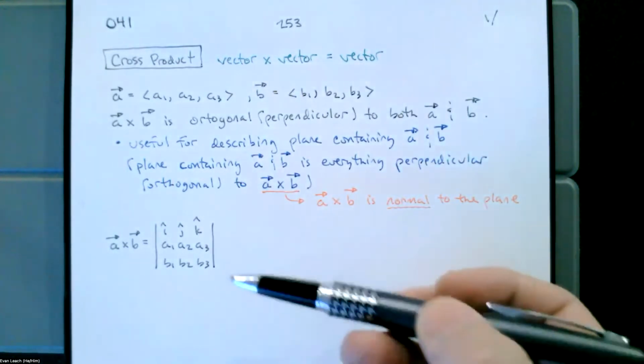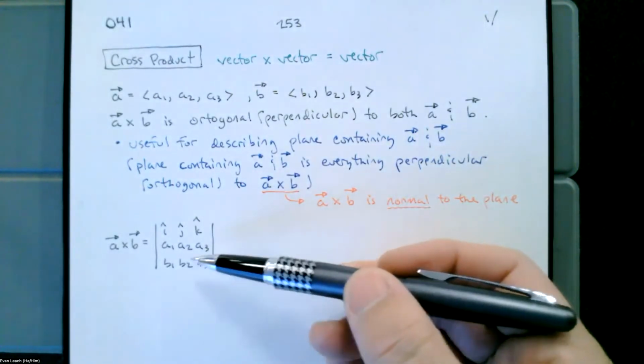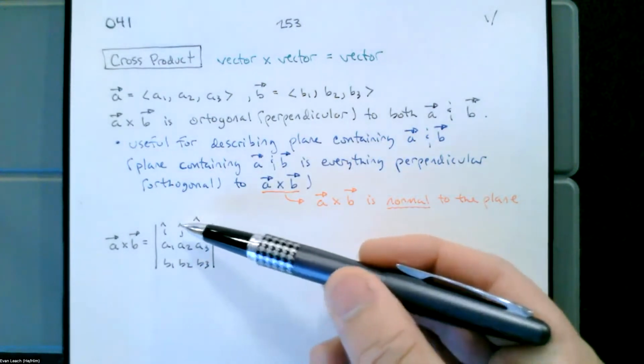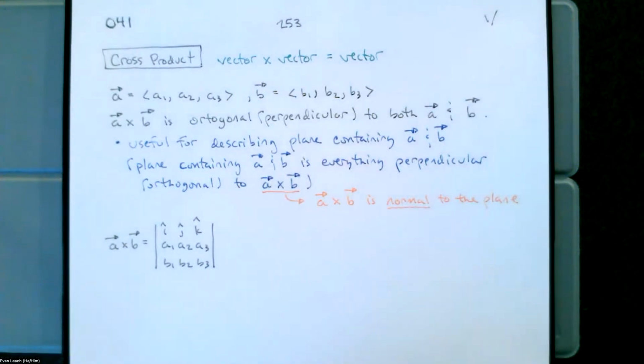Notice that these two rows, a1, a2, a3, b1, b2, b3, are made up of scalars, but we do have these unit vectors across the top row. Then we expand, calculate, simplify. I'm not even sure what verb goes with this. We calculate the determinant using cofactor expansion across the first row.